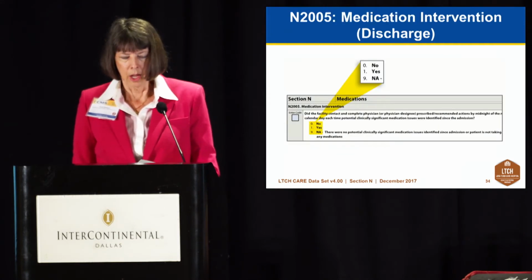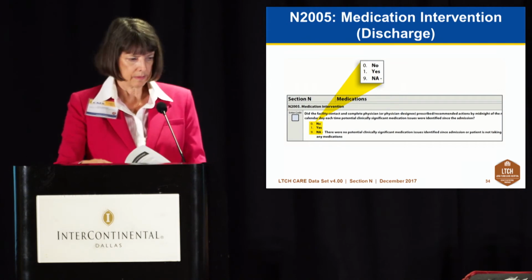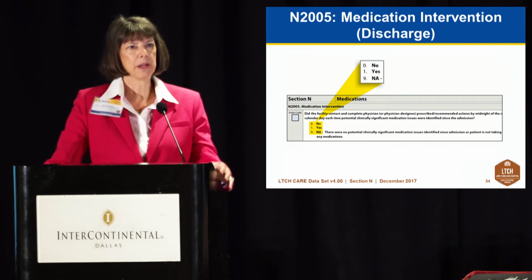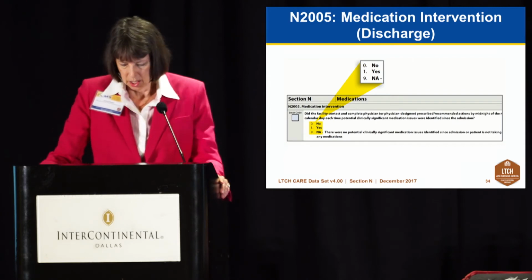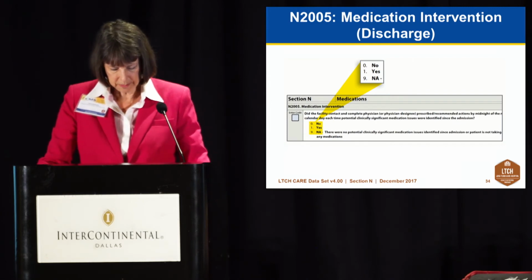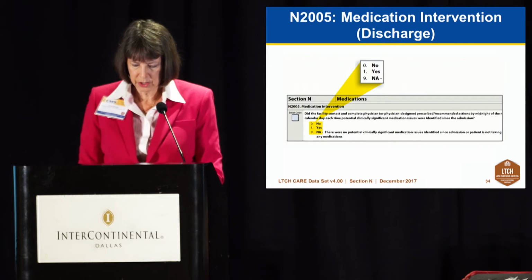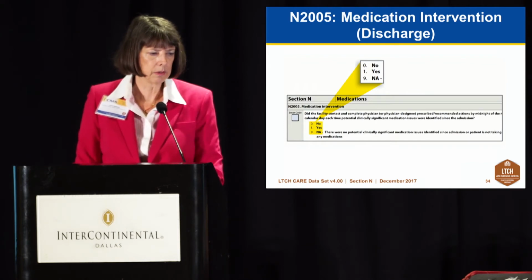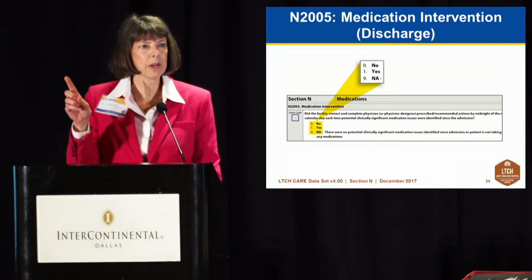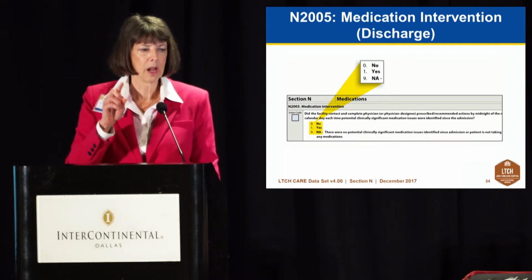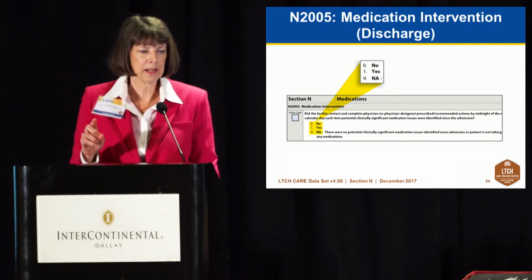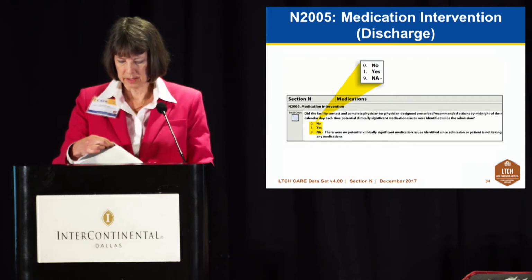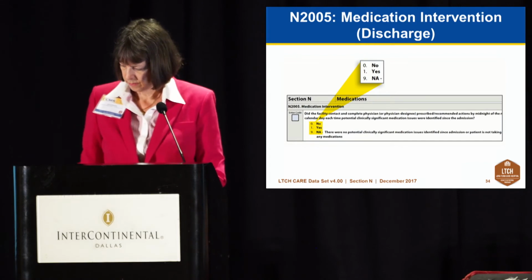So what about this last one, the medication intervention, N2005, that we see on the discharge assessments that we named? At discharge, you'll complete N2005, and you'll code either 0 for no. Again, you have to know what we mean by no in this case. 1, yes, and NA is 9. Again, it's very important to know the details of that, which we will go through.